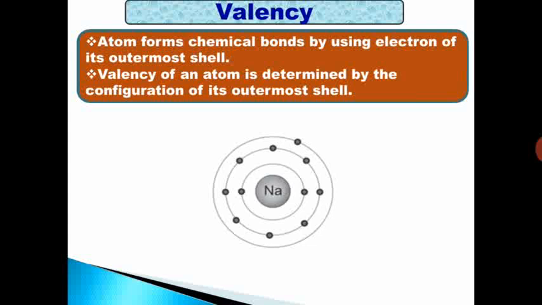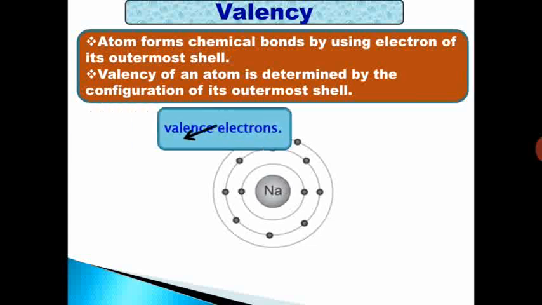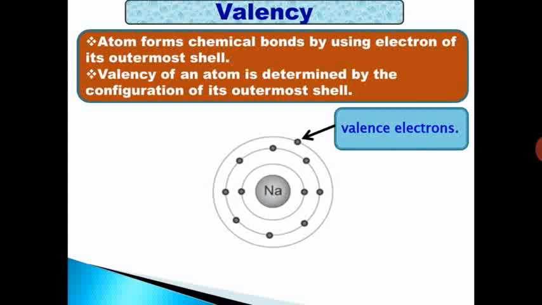Let us consider the example of sodium. Now we are going to learn what valence electrons are and what the valence shell is. As I have told you, the last shell, meaning the outermost shell of an atom, contains electrons, and those electrons are considered for finding the valency. Those electrons are called valence electrons, and this outermost shell is called the valence shell. If you consider sodium, the valence electrons are 1.